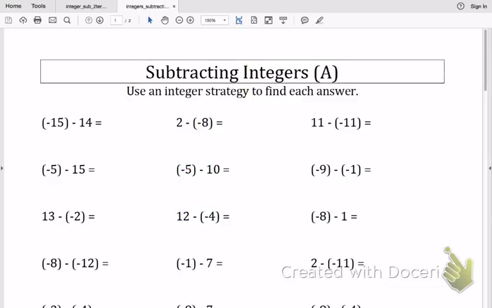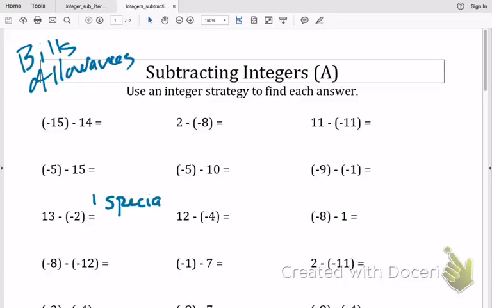When we subtract integers, we're going to do a lot of the same thing that we did before. I'm going to use bills and allowances. Remember, anytime you have a bill, it's when you owe somebody money. Anytime you have an allowance, it's when you get money, or you have it. Now remember, the sign next to the number is the one we want to use. There is one very special rule that you'll need to know, and I will tell you that in just a second. We're going to go ahead and get started.